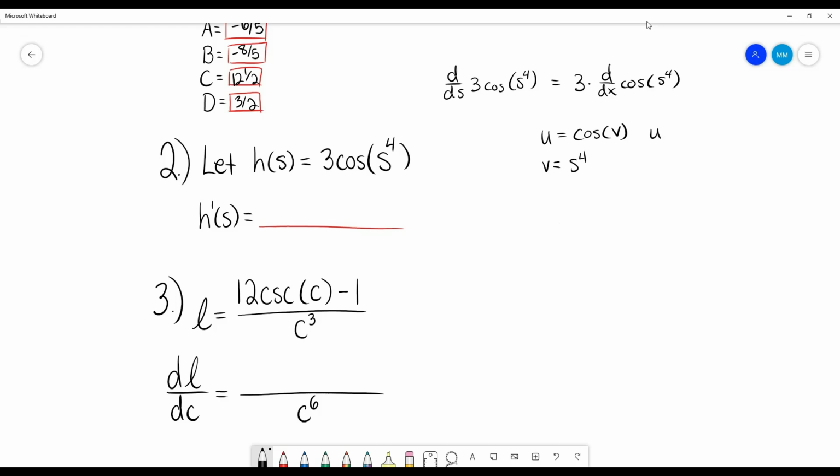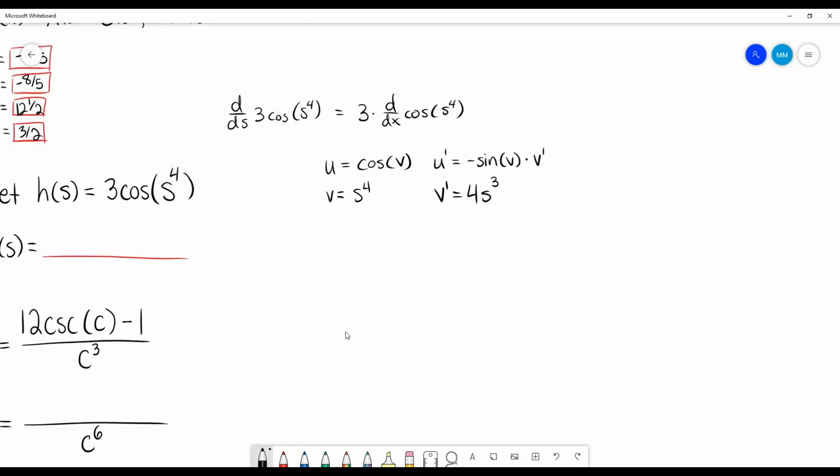Well, because of chain rule, I know that the derivative of u is going to be the derivative of my outside, which I know derivative of cosine is negative sine. That's going to be that same inside, times the derivative of my inside. So I'm going to make a note of that. Now, take the derivative of our inside, which is s to the fourth, and we use our power rule there. So 4 is our exponent, becomes our coefficient, and we subtract 1 from that exponent, which tells us that u prime equals negative sine of s to the fourth times 4s cubed.